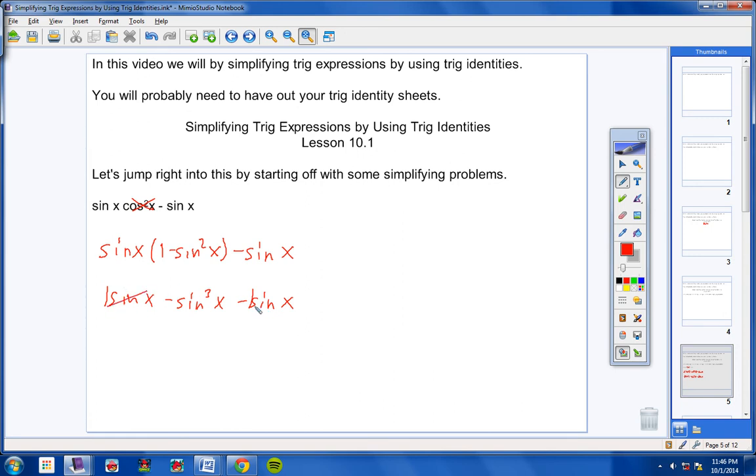So those two cancel out, and you're just left with negative sine cubed x, and that's it. That's as far as we can take this expression. So we have taken this original problem here, students, and we have simplified it all the way down to this. Okay, so that's what we're going to be doing today, is simplifying these expressions.